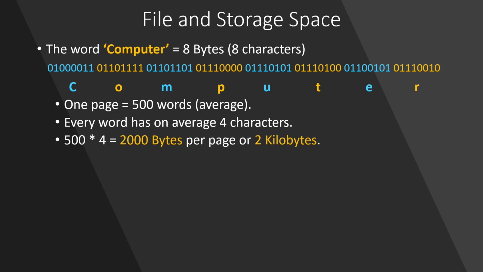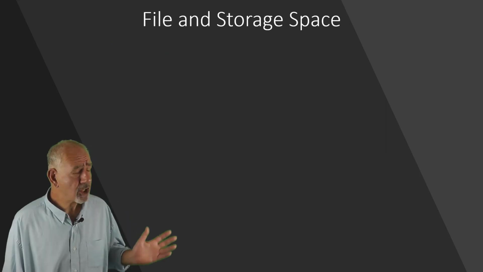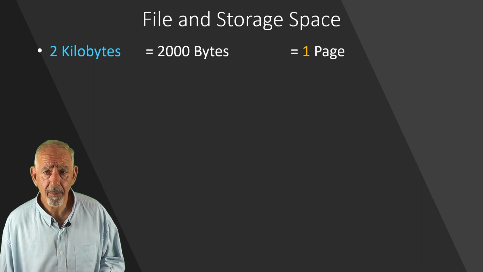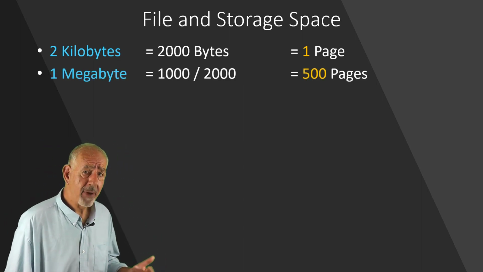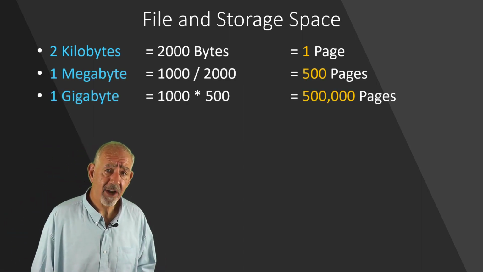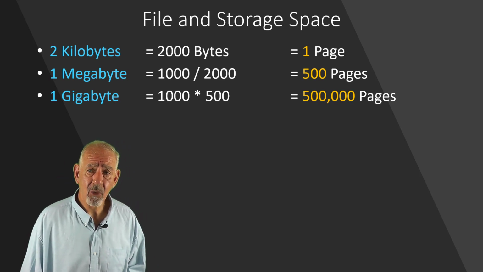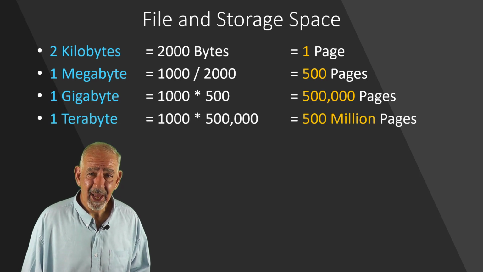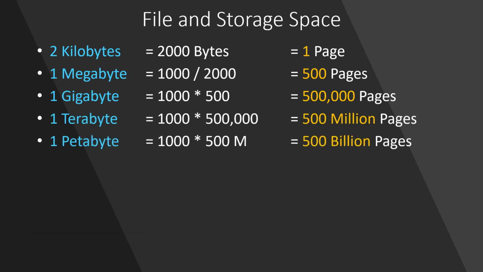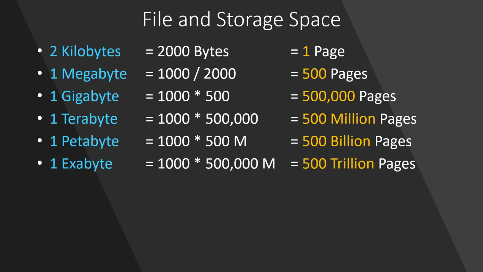And as we look on the screen here, you can see that 2 kilobytes is something like 2,000 bytes, one page. 1 megabyte will give us 500 pages. A gigabyte gives us 500,000 pages, which is probably about too much for me anyway. A terabyte will give me 500 million pages. A petabyte will give me 500 billion pages. And an exabyte will give me 500 trillion pages. So even the most avid writers of you out there are never going to fill up a space of an exabyte, possibly not even to a terabyte.